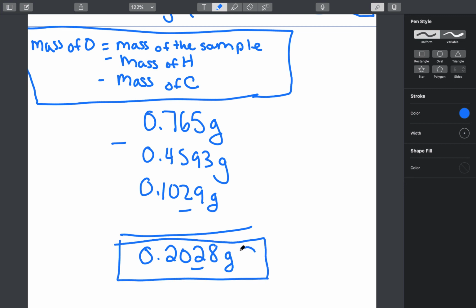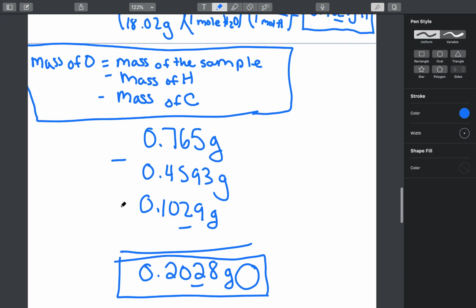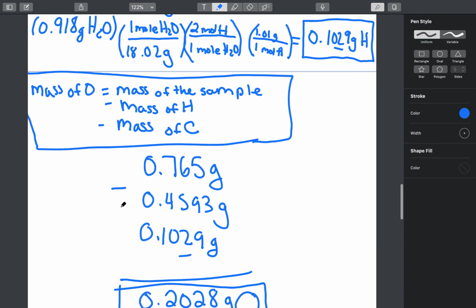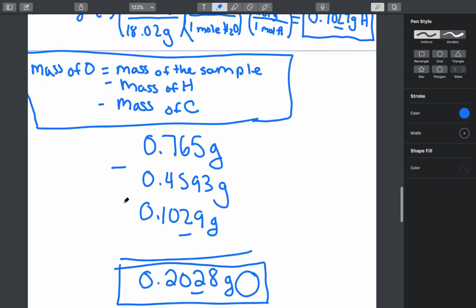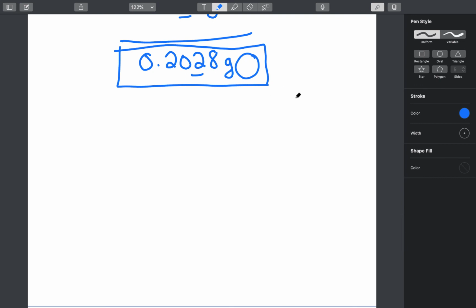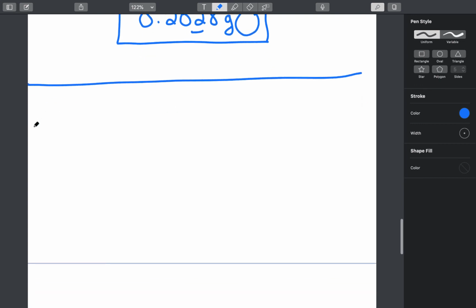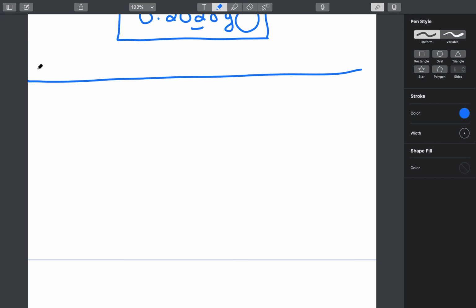So now we have the mass of oxygen, the mass of hydrogen, and the mass of carbon. So now what do we do with it? Well, what we do with it is we now have to convert all of these masses into moles. So let's do that. So let's first do this for carbon. So let's actually write that step down. So convert all masses into moles. So let's do that for each one.